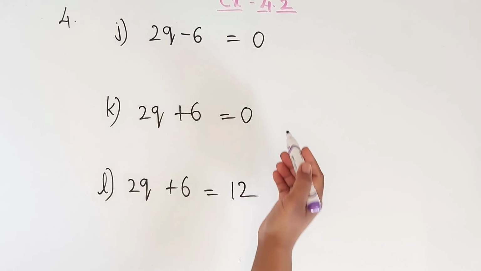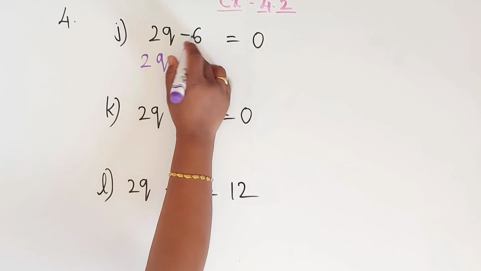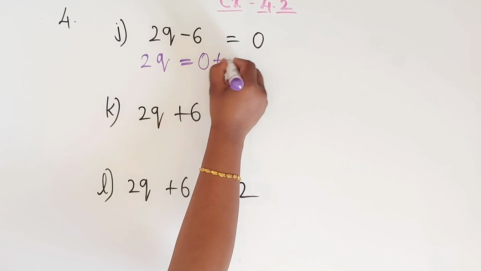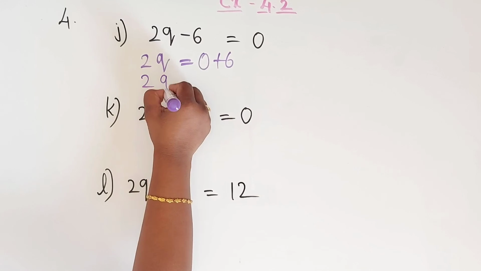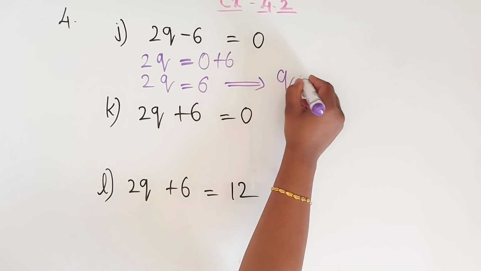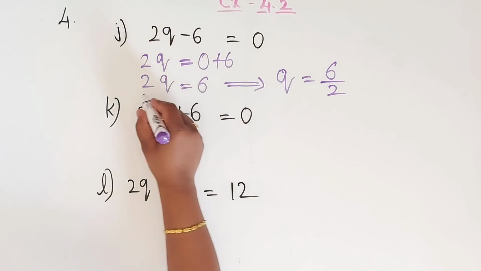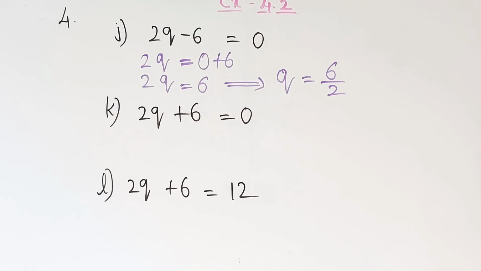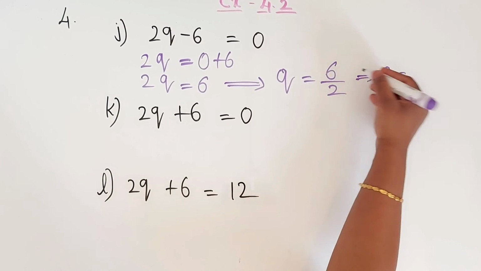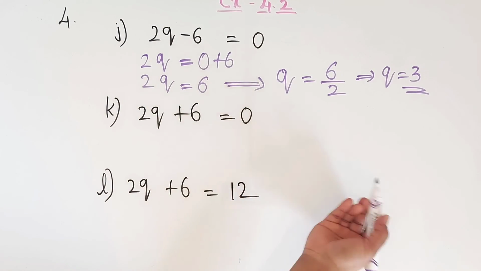2q minus 6 equal to 0, children. We want q only. So keep 2q here and send this negative 6 to the right hand side. 0 plus 6, right? So 2q equal to 6. 0 plus 6 is 6. We want q only, right? Q equal to 6 divided by 2. 2 is multiplying here. If you are sending to the right hand side, it will divide. 6 by 2. Therefore q equal to, what is 6 by 2, children? 3.